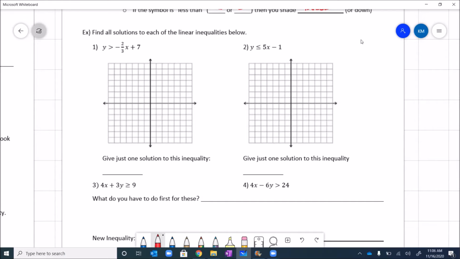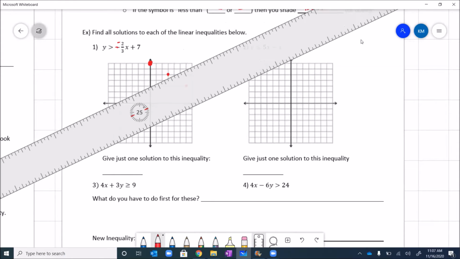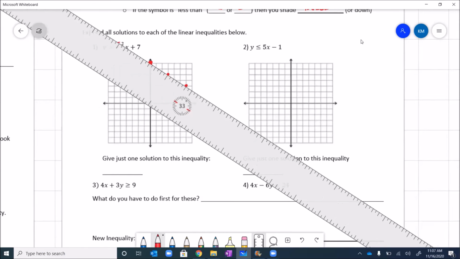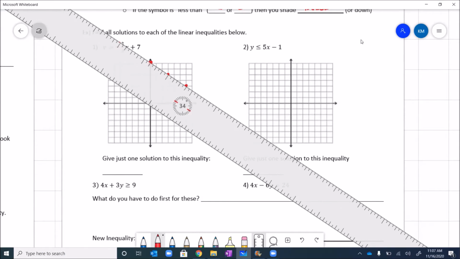This is in slope-intercept form. So we go to our y-intercept, 1, 2, 3, 4, 5, 6, 7. Our slope is negative 2/3. I go down 2 over 3, down 2 over 3. With my inequality sign, it is just greater than. And so I am going to use a dotted line.